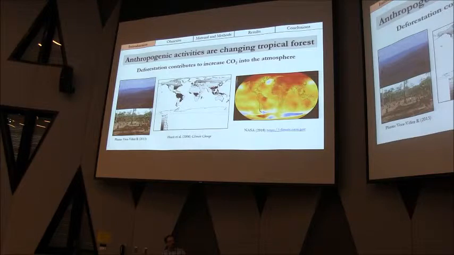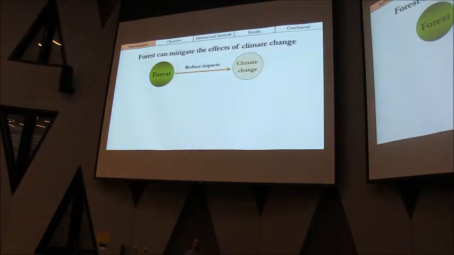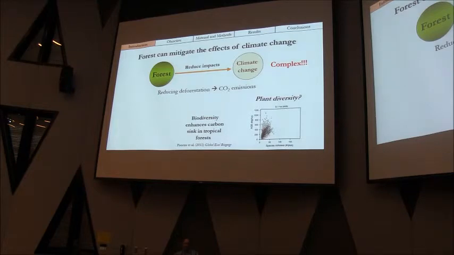Forests can interact with climate in several ways. One of these is that forests can reduce the impacts of climate change by mitigating those effects. The thing is that people usually think that only reducing deforestation can reduce carbon dioxide emissions. But things are more complicated than that, for two reasons. First, because of plant diversity. Several studies have found that the capacity of the tropical forest for carbon sink depends on the biodiversity levels contained in those areas. So basically, biodiversity enhances carbon sink capacity in the tropics.